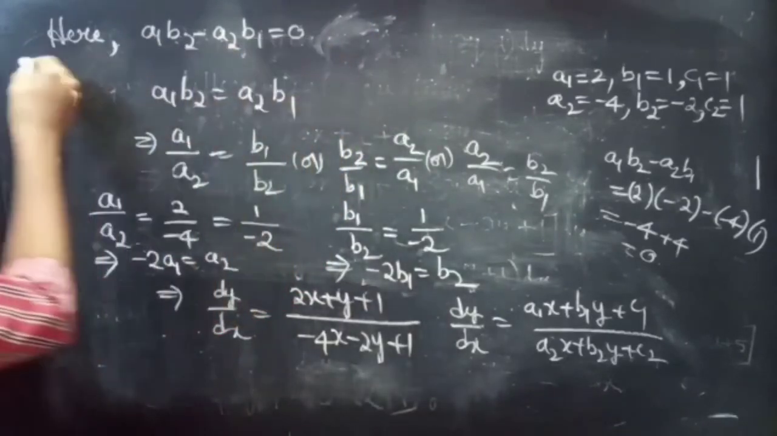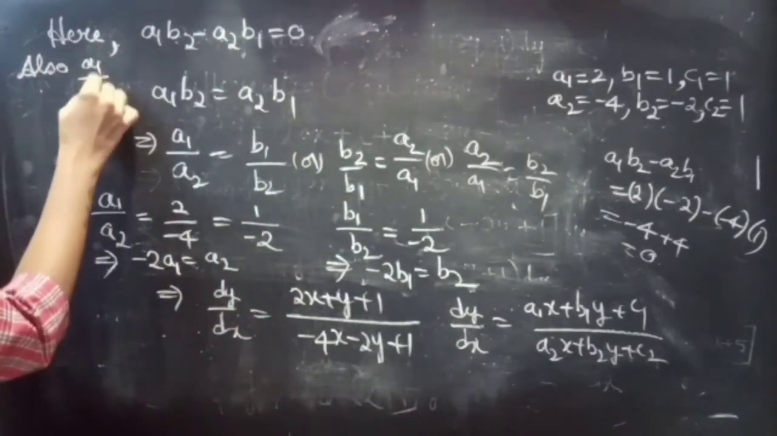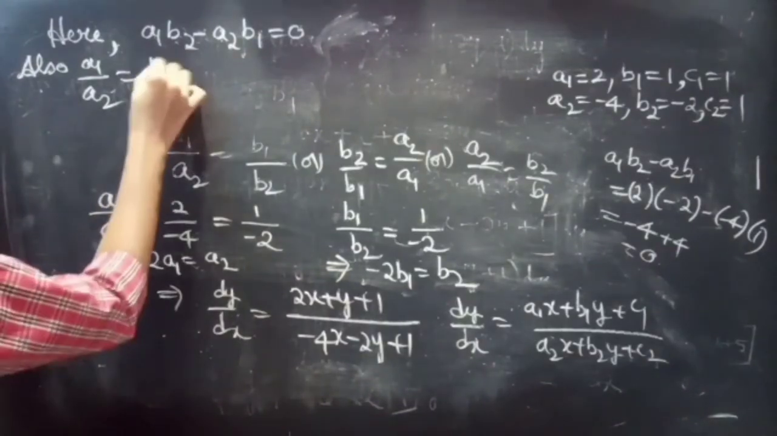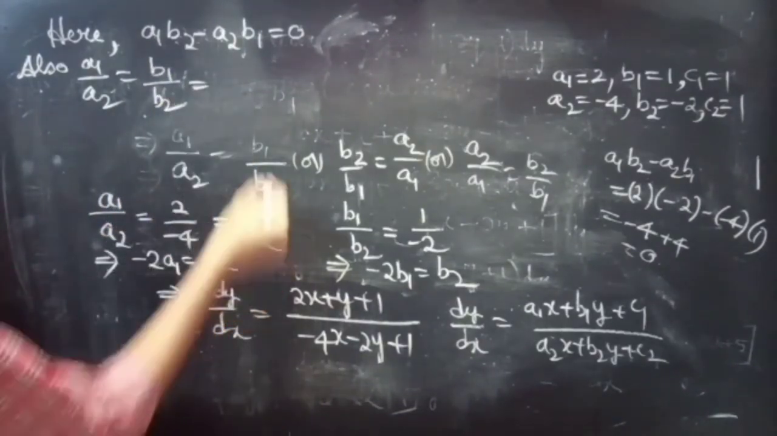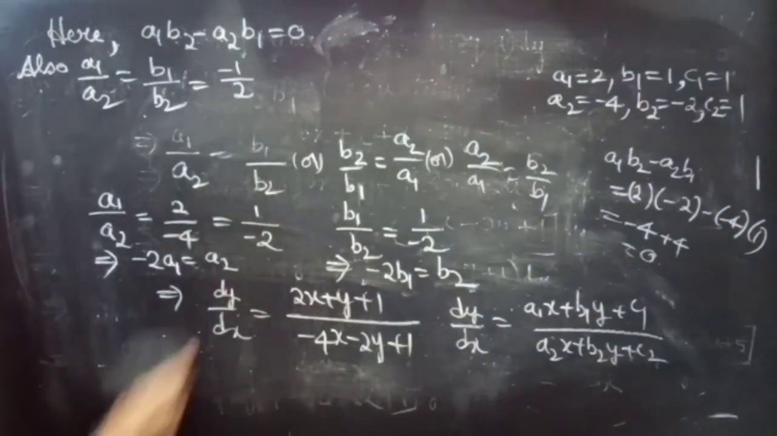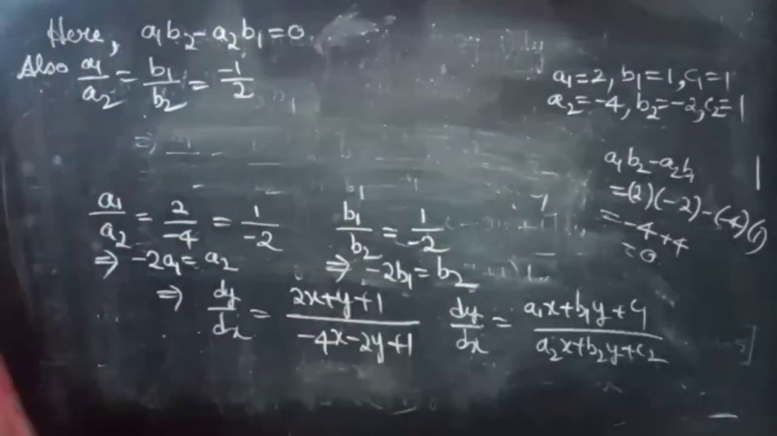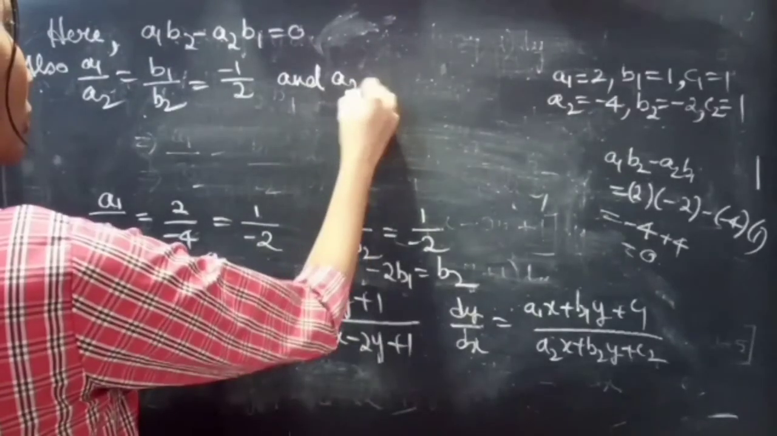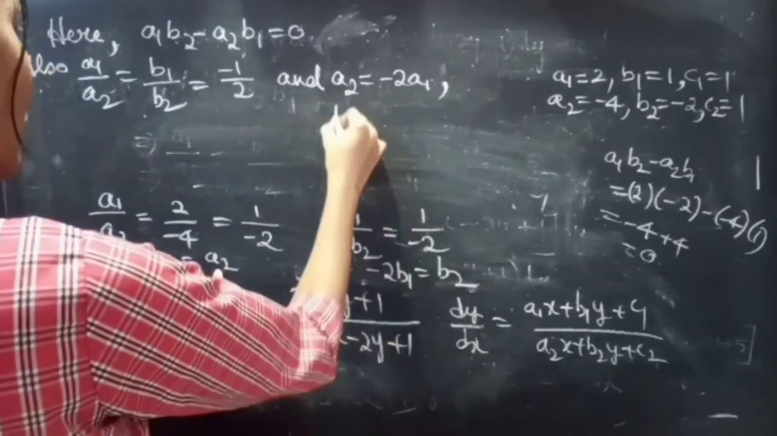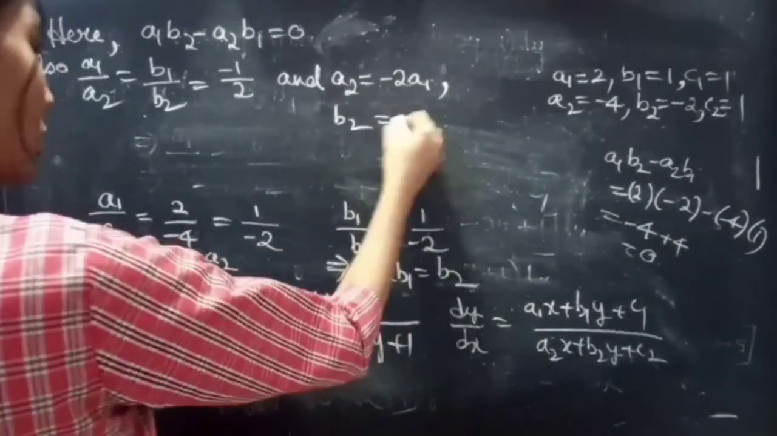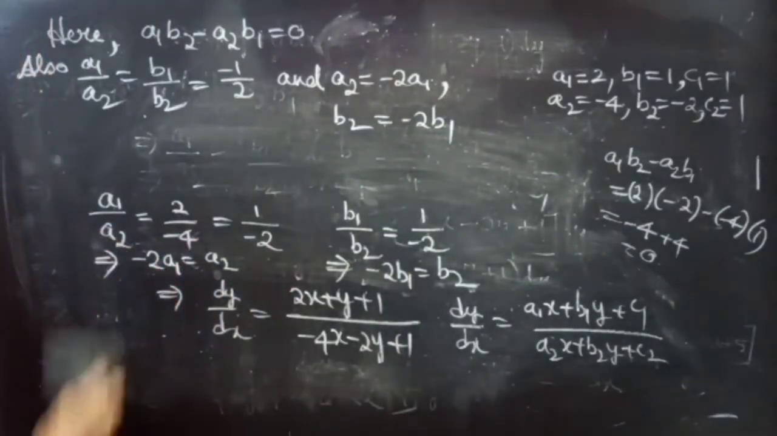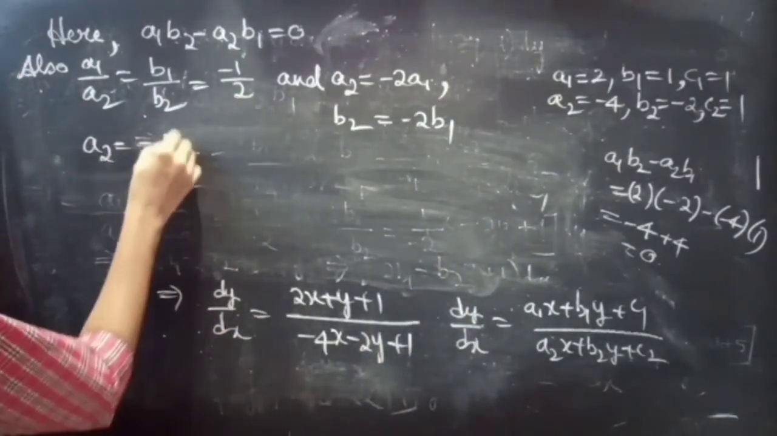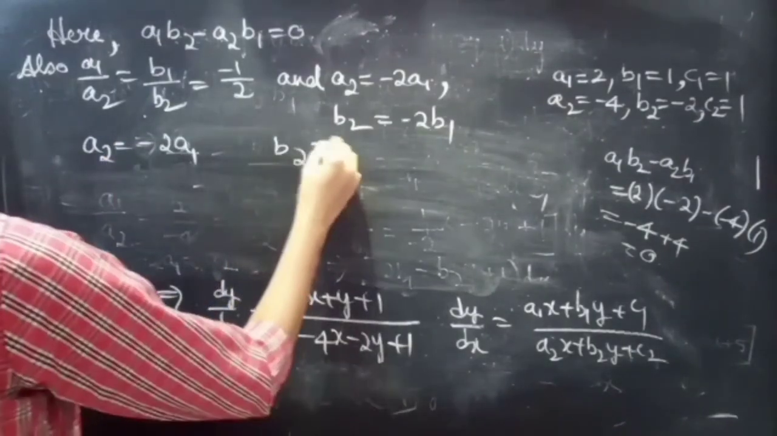Also, a1/a2 = b1/b2 = 1/(-2), or -1/2. And a2 = -2a1, b2 = -2b1. Since we have a2 = -2a1 and b2 = -2b1.